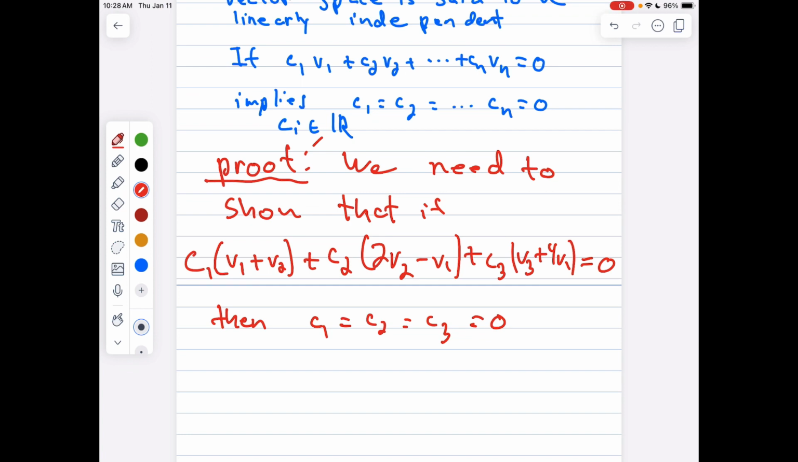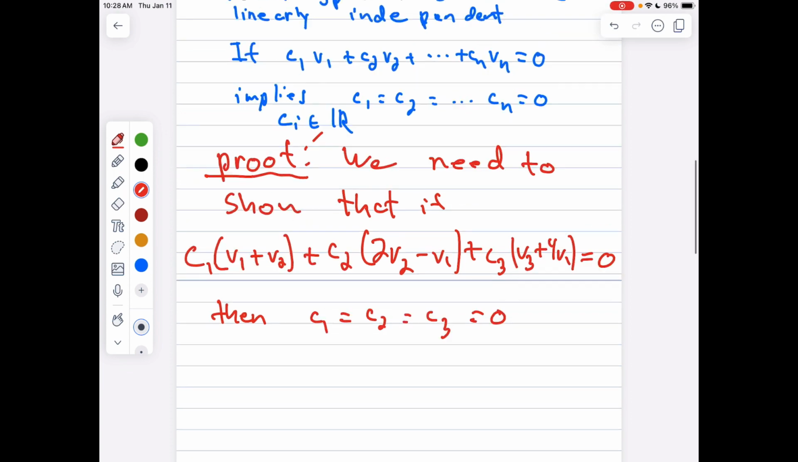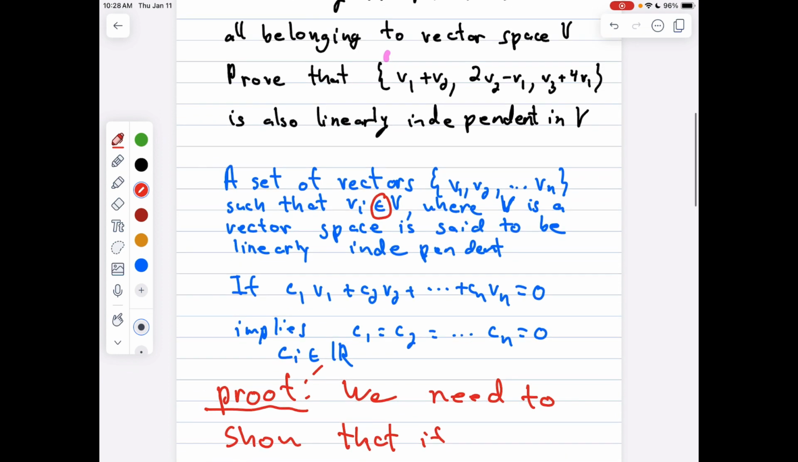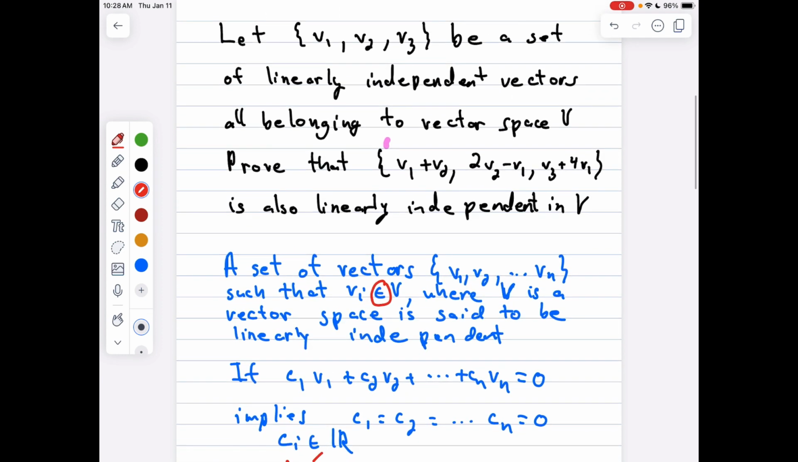Using that definition, if you take this linear combination of vectors, c1 times (v1 plus v2) plus c2 times (2v2 minus v1) plus c3 times (v3 plus 4v1), and set that equal to 0, then all these scalars c1, c2, c3 are equal to 0. Okay, so that's what I'd like to prove. Now, what I like to do also is use the hypothesis somewhere when you're working with a direct proof. So the hypothesis here is that the set v1, v2, v3 is a set of linearly independent vectors.